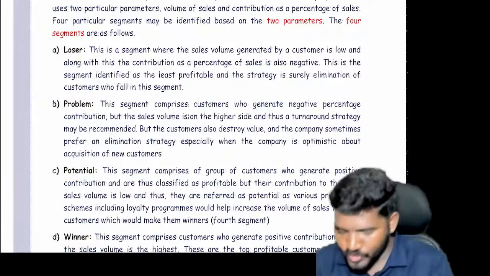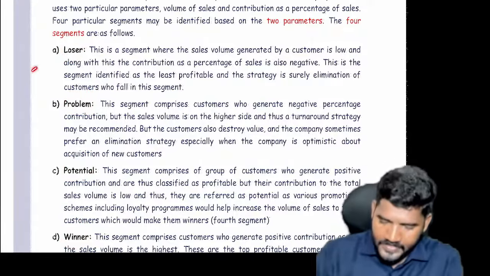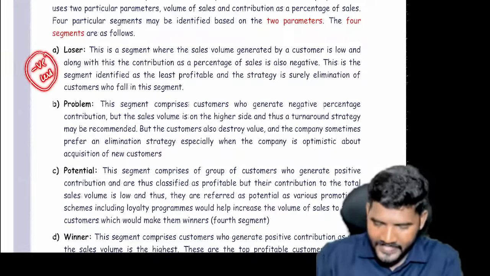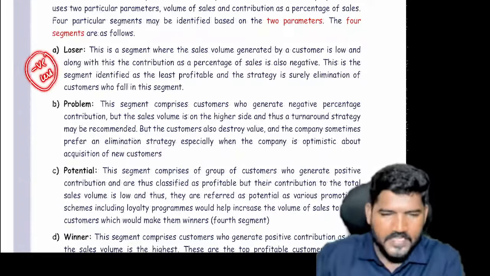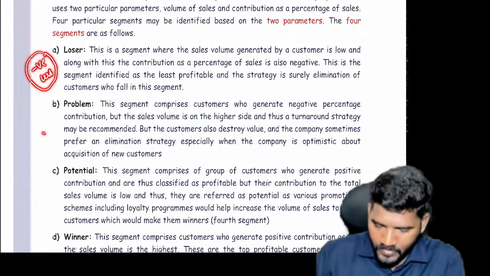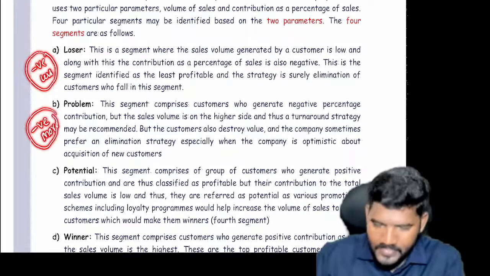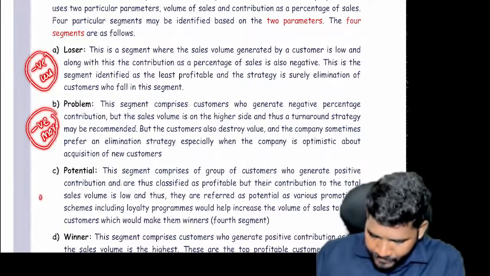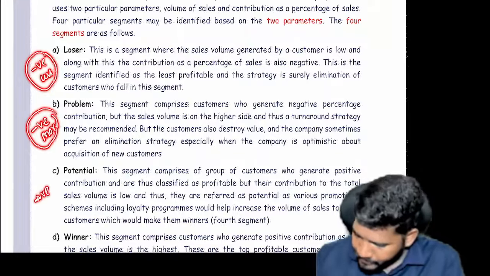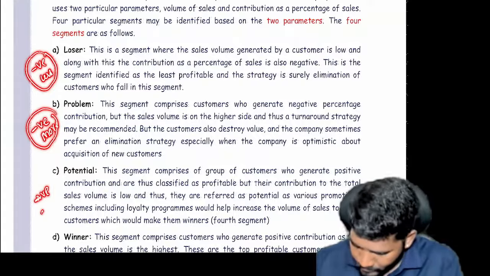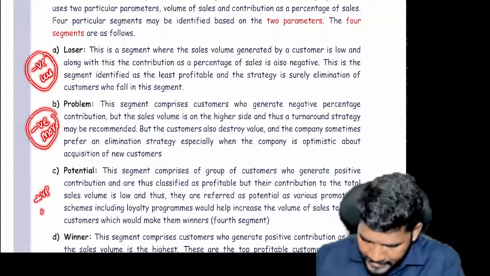So from the loser point of view, profit is negative, sales also less. That kind of customer is known as loser. Problem: profit is negative, sales is more. That kind of customer is known as problem. Potential: profit is positive, sales is less.